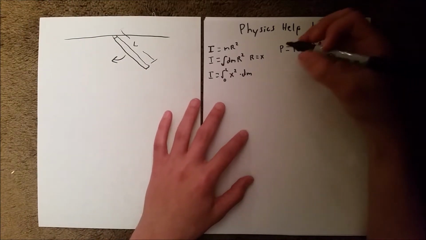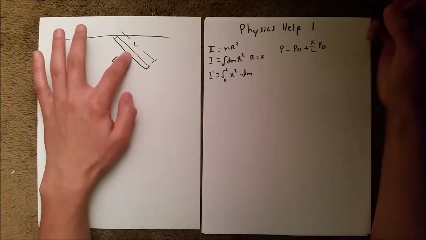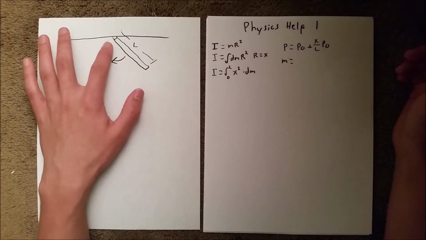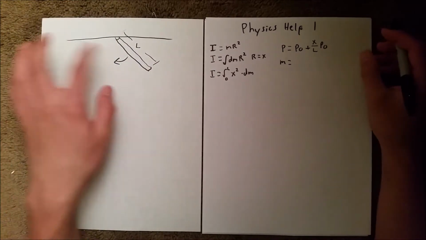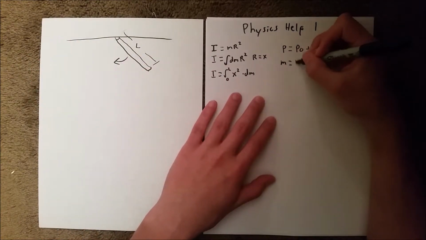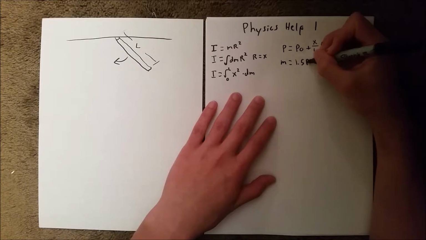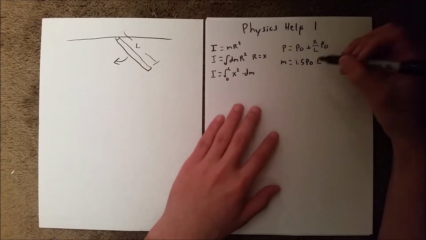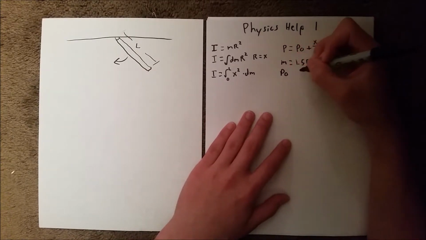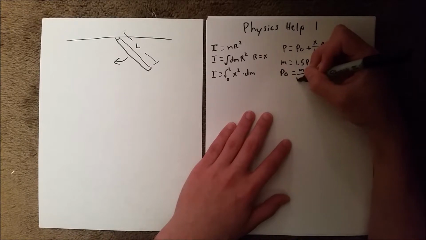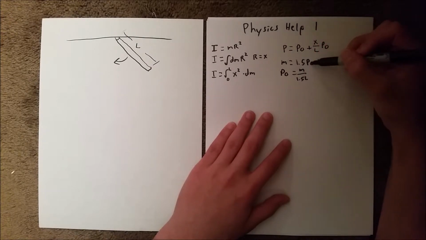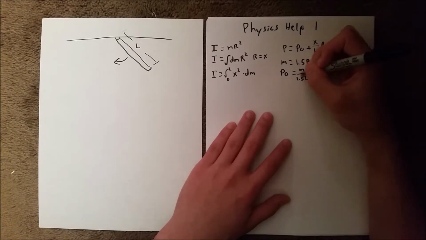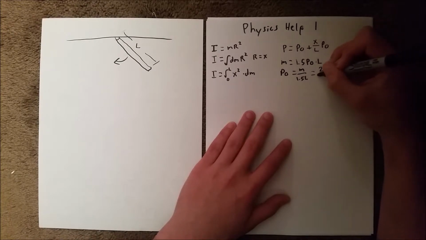And then what we need to do is find our mass. We know that since the density doubles from here to here, we can say that the middle is 1.5. So our mass is 1.5 rho initial times our length. And we need to solve for rho initial, so rho initial equals m over 1.5 L. Since we can't really have a decimal here, we can just multiply top and bottom by 2, and we get 2m over 3L.